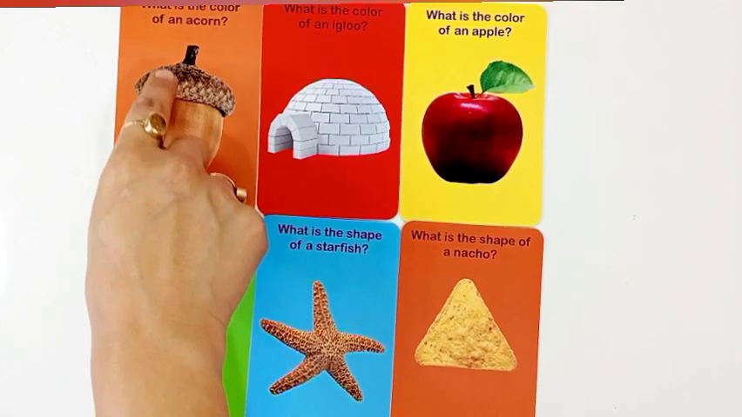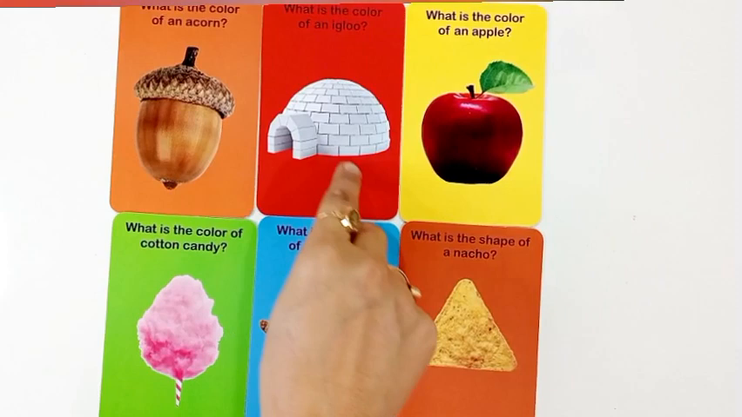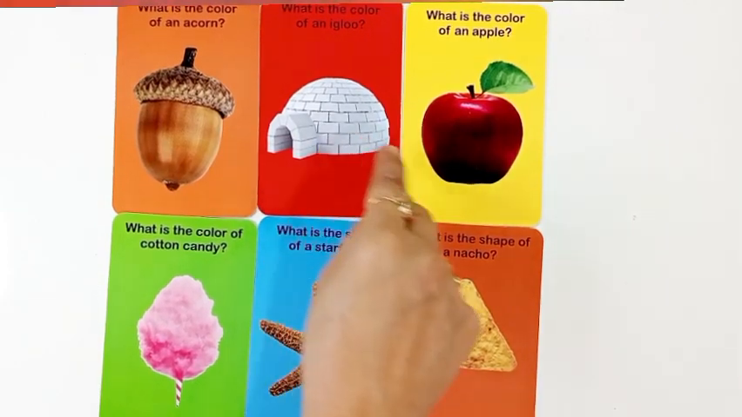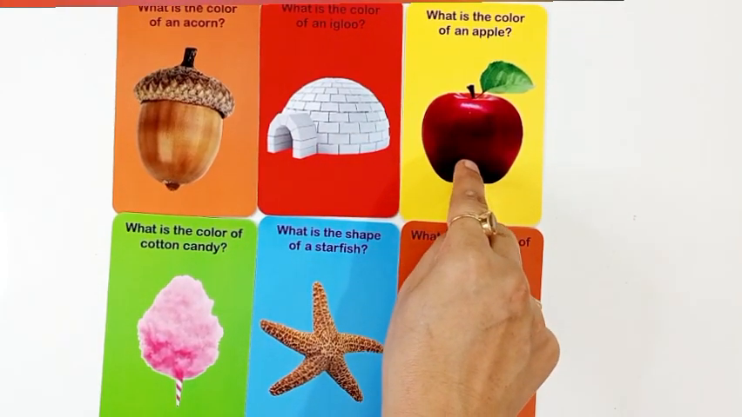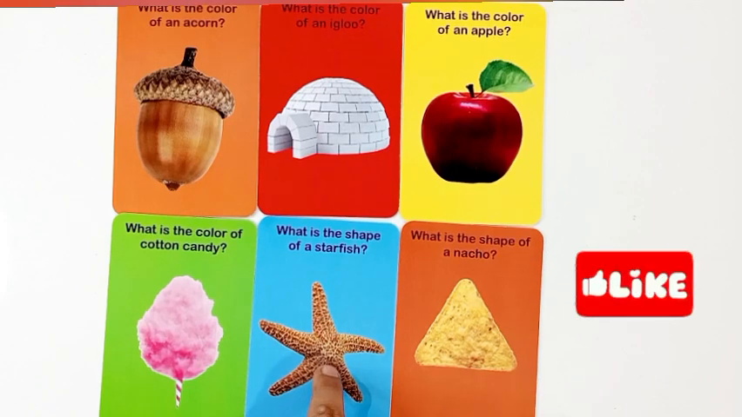Let's revise the color. What is the color of a corn? Is brown color. What is the color of an igloo? Is white color. What is the color of an apple? Is red color. What is the color of the cotton candy? Is pink color. What is the shape of a starfish? Is star shape. What is the shape of a nacho? Is triangle shape.